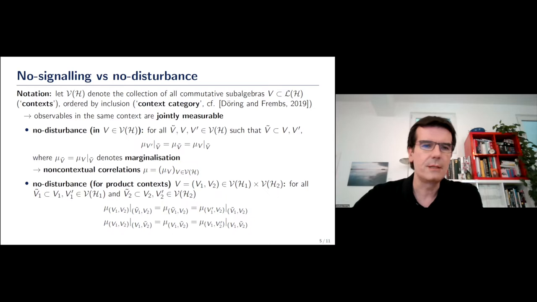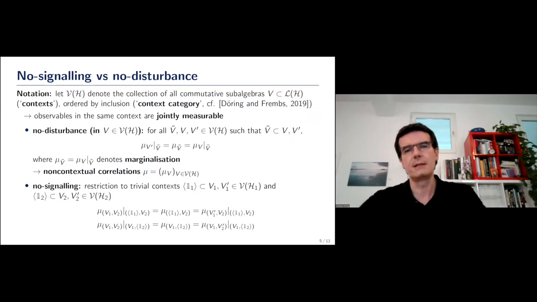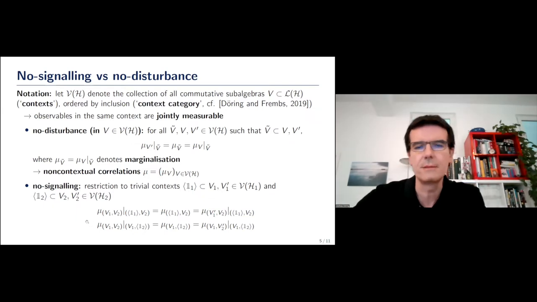How does this relate to no signaling? Actually, in a very simple way. Instead of picking some arbitrary smaller context V tilde, we just pick the trivial context, which is just multiples of the identity. And then these conditions are written down for the trivial context here, the first subsystem here, of the second one. So in this way, no disturbance is slightly stronger than no signaling.